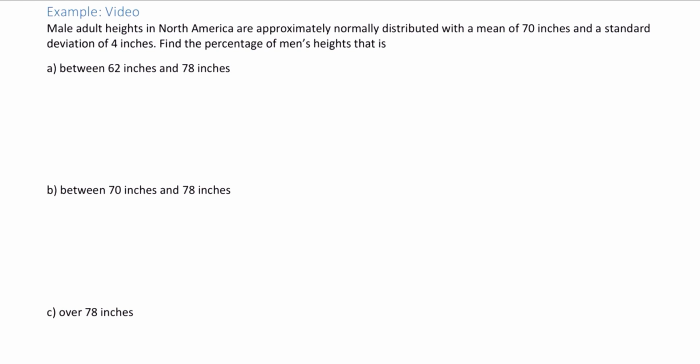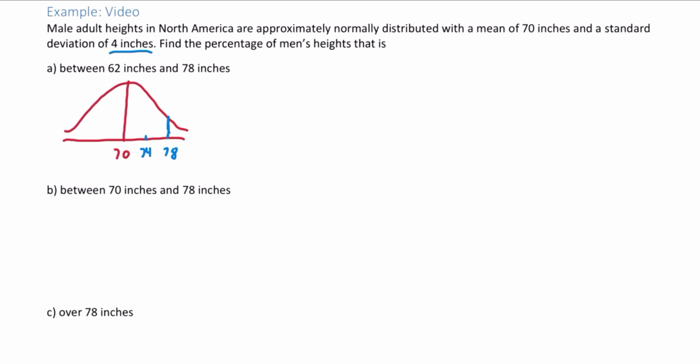When dealing with the empirical rule, I find it's best to draw a picture. So here we have our bell curve, and we know that the middle is the mean, which we are told is 70 inches. And we're looking for 62 and 78. Recognize that the standard deviation is 4 inches. So if we start at 70 and move to the right, we get 74 and then 78. We're 2 standard deviations to the right of the mean.